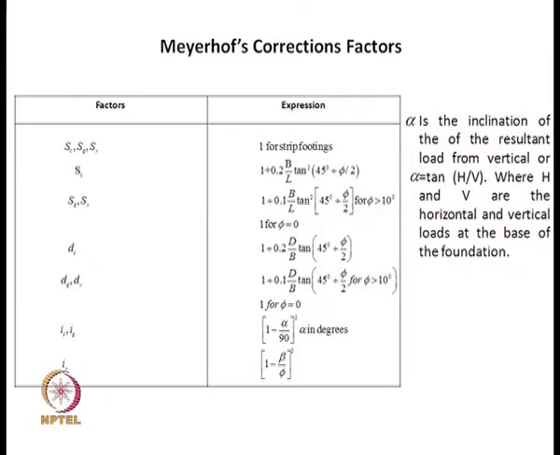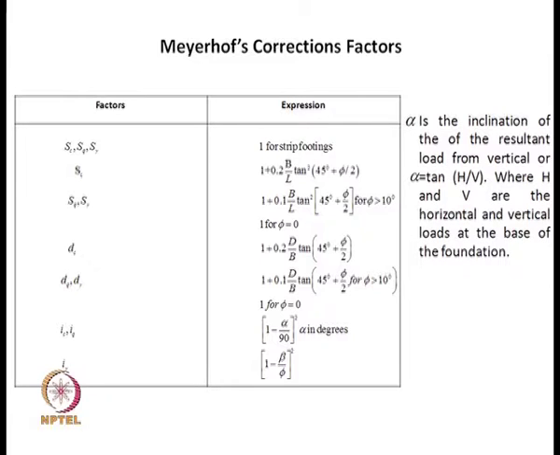Then similarly, the Meyerhof correction factors, that is the depth correction, shape correction and inclination correction, are also presented in this table, where Sc, Sq, S gamma are 1 for strip footing. If it is a strip footing, these three shape factors are 1.